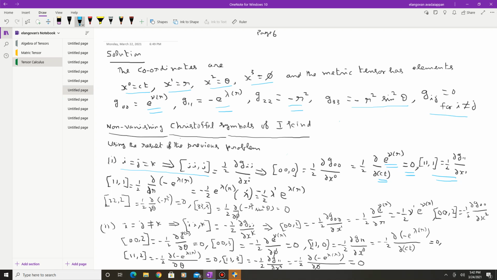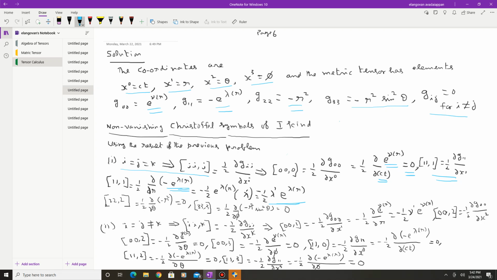Now you substitute for g11. We have from the line element that g11 is minus e to the power lambda of r, and x1 is the r coordinate. So d by dr of minus e^lambda, which is a function of r. If we differentiate, this is half into the derivative of e^lambda, and since lambda is a function of r, you have to differentiate this part also, so it becomes lambda prime. So [1 1, 1] is minus half into lambda prime into e^lambda.